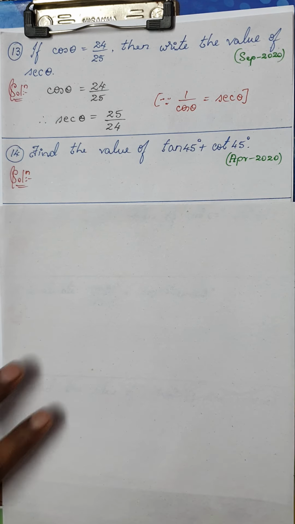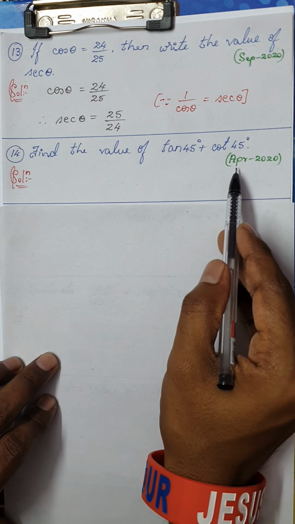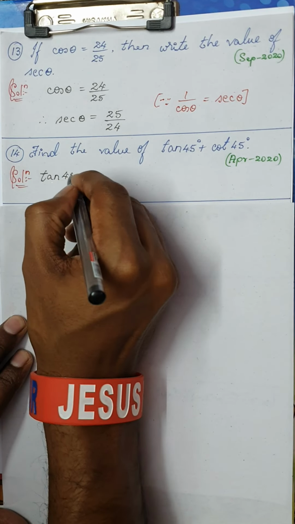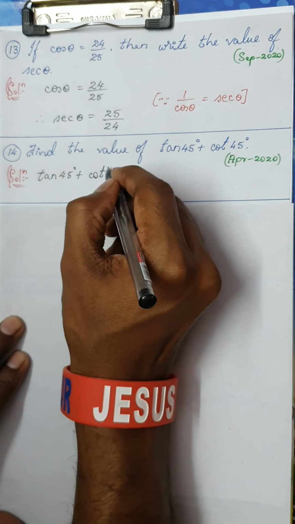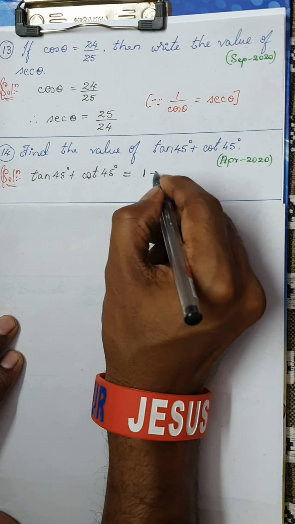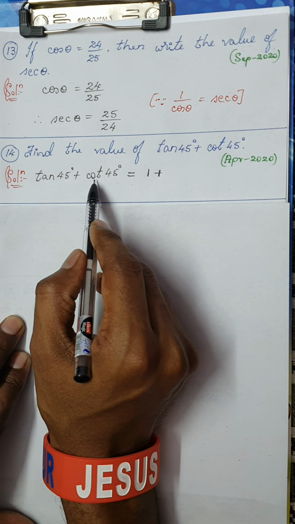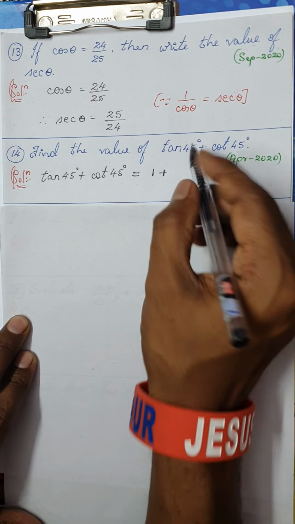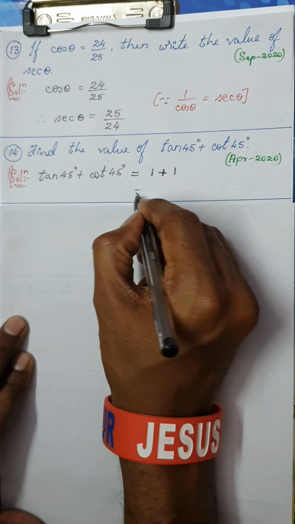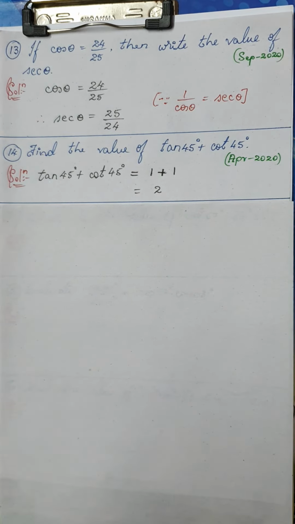That's very good. So going on to the next question, find the value of tan 45 degrees plus cot 45 degrees. This question was asked in April 2020. Okay, let's go for it. Tan 45 degrees plus cot 45 degrees is equal to, we know that tan 45 is nothing but 1, plus what is cot 45? We know tan and cot share 90 degrees. So 45 is half of 90. That means tan 45 and cot 45 both are same, which is nothing but 1. So 1 plus 1 is, even first class children will say 2. So this is the answer for this question.